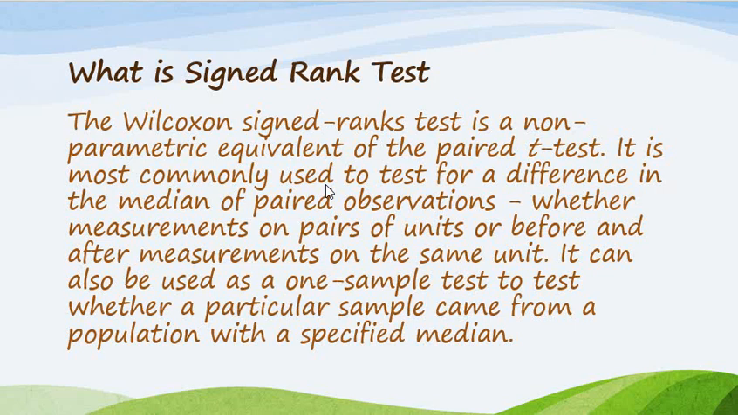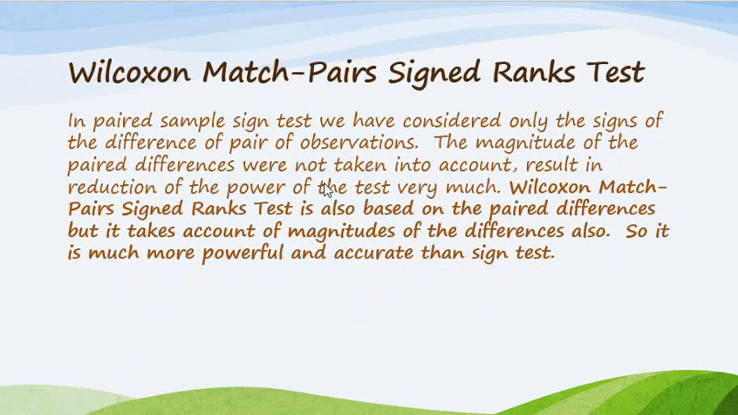That is, in an experiment, before values are recorded, then some experiment or some training or something like that is given to the units, and after the training a measurement is taken. So like the paired t-test, we have in this case a set of paired observations.